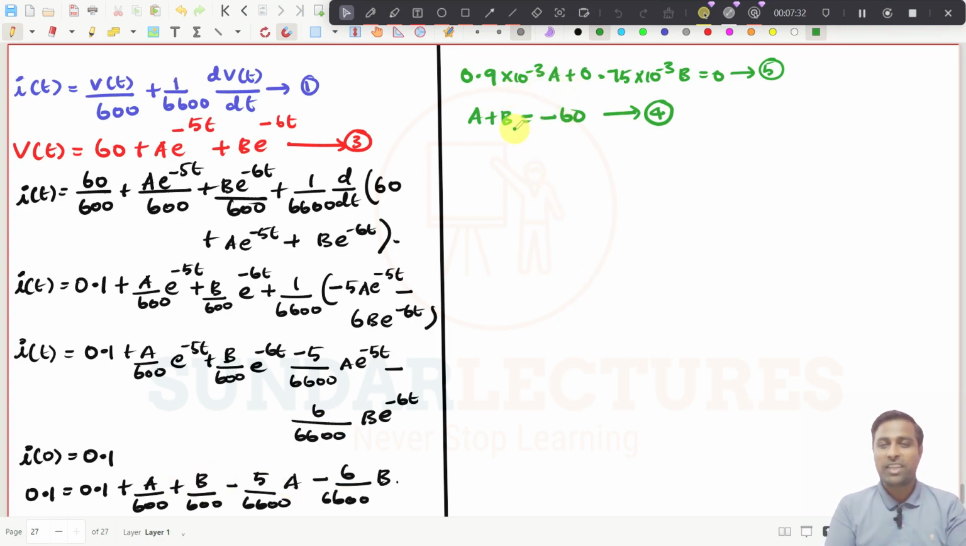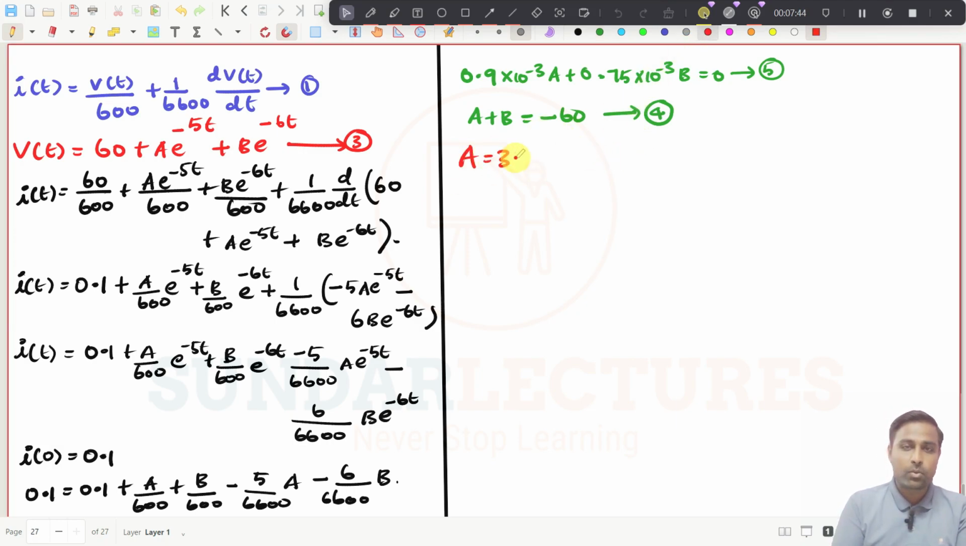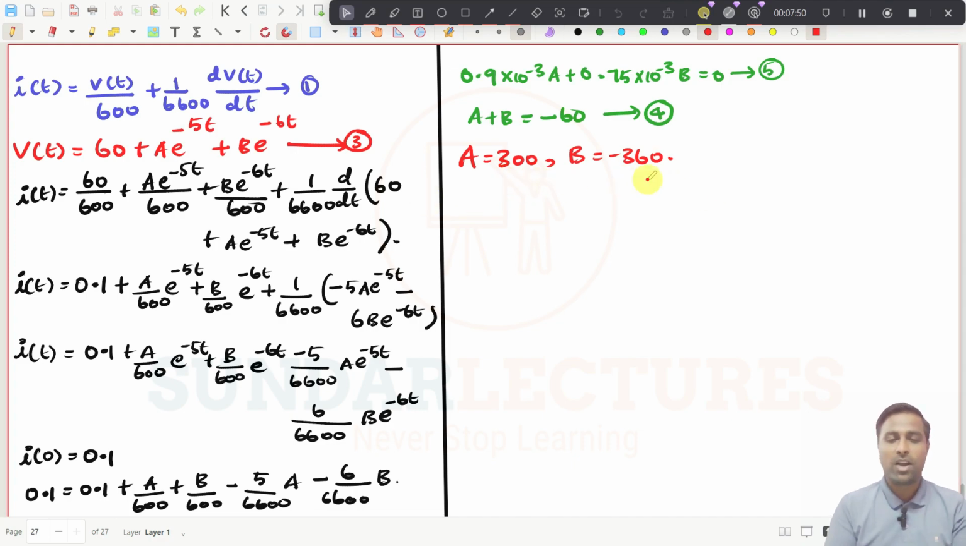So now you see, you have a and b as the unknowns, and if you simplify these two, you will get the values of a and then b. So I am getting a equal to 300, and b equal to minus 360. This is the value I am getting for a and b. Now I can substitute in this expression, right? So what is now I of t? So sorry, it is v of t.